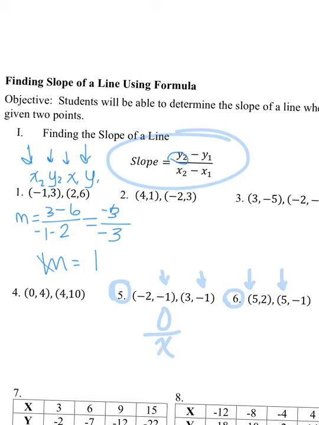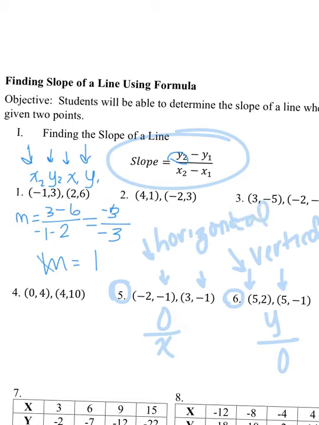Here, if you do change in y over change in x, you're going to get your y value over the 0. So if your x values are the same in number 6, like in this one, that is a vertical line. Okay? If your y values are the same, that is a horizontal line. Every single solitary time. Horizontal. Almost forgot the T.